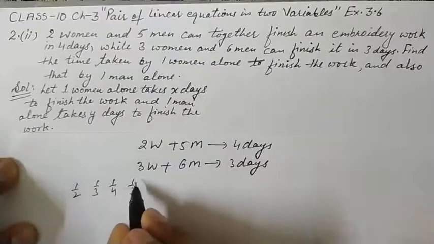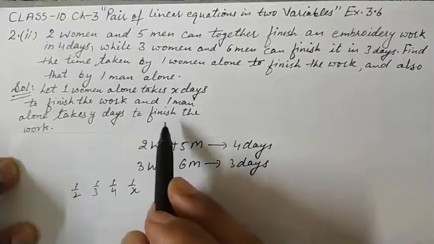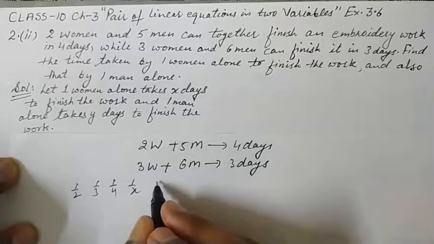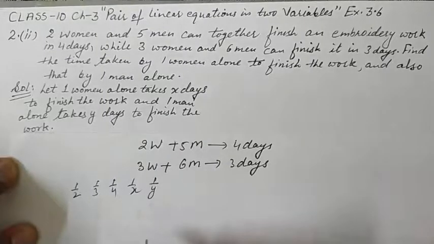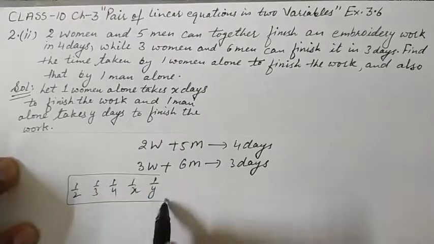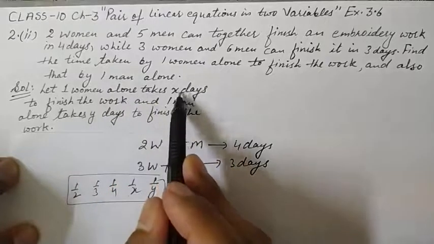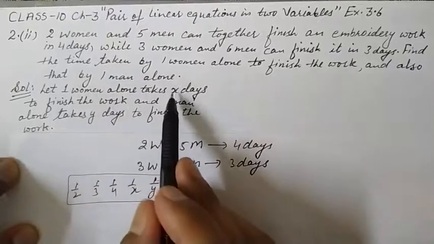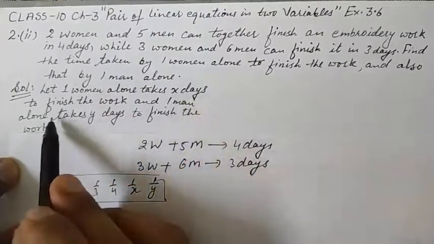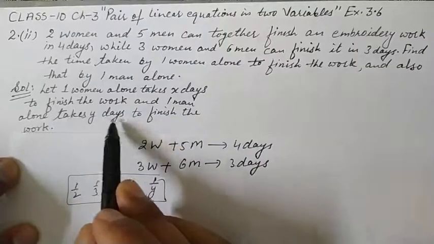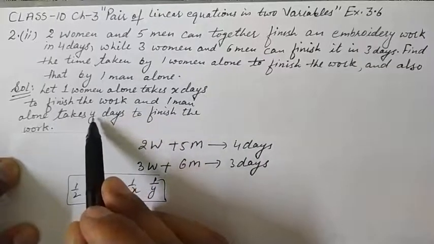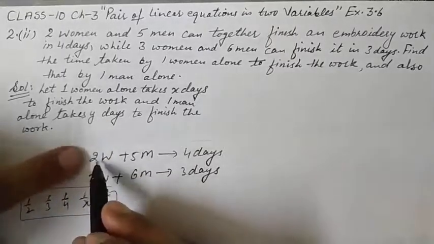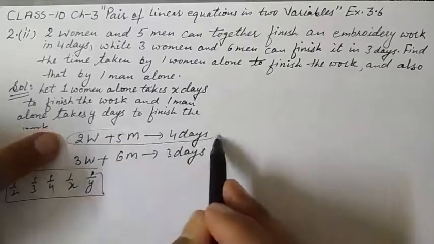As it is going on, it is 1 by x. And if you take y days to complete a work, then what is your 1 day work? That will be 1 by y. So from here you have learned that if a woman takes x days to finish a work, then one woman's 1 day work is 1 by x. And if a man takes y days to finish a work, then a man's 1 day work is 1 by y. So now see, from these 2 given conditions we'll frame the equations.